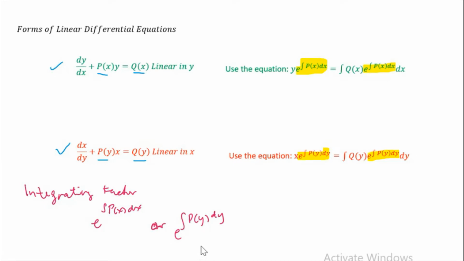Then step number three, you are going to use the given equation, whichever is linear, either linear in y or linear in x. Use these equations. Then after that, you simplify the right hand side. After you simplify the right hand side, you integrate in order to get the solution. Those are the steps in solving a first order linear differential equation.